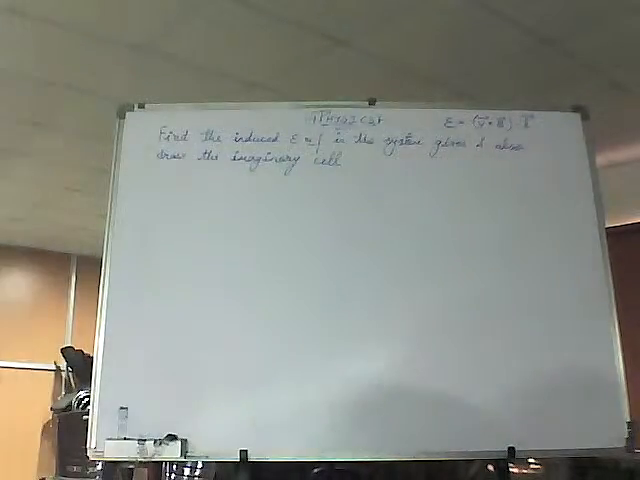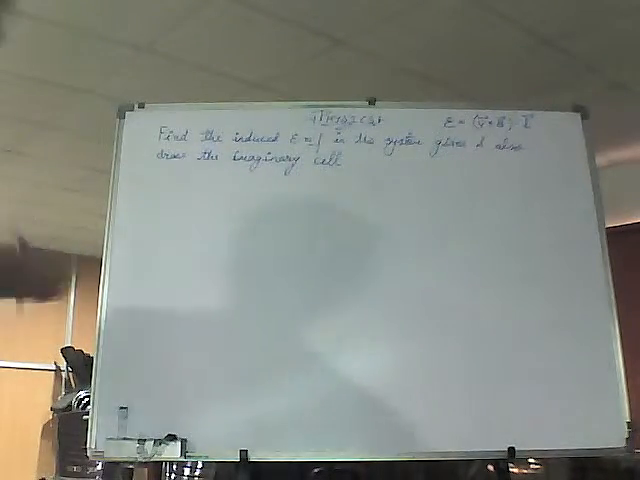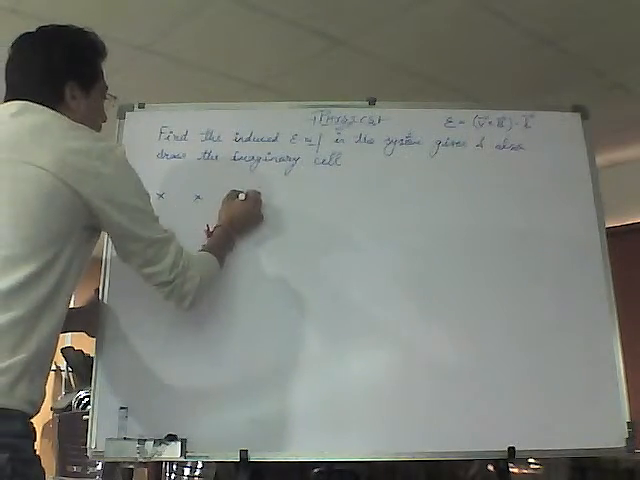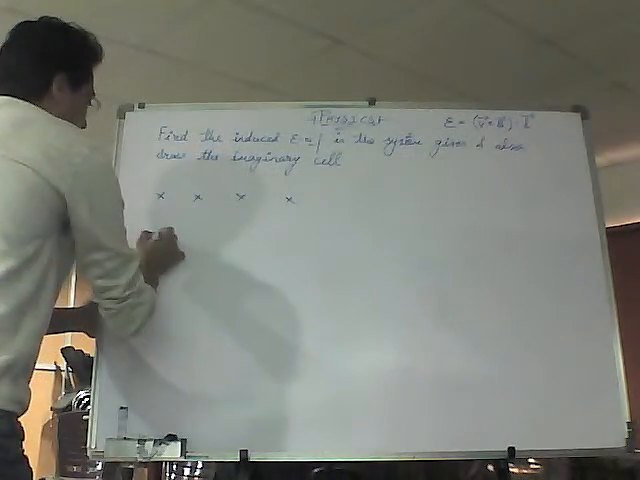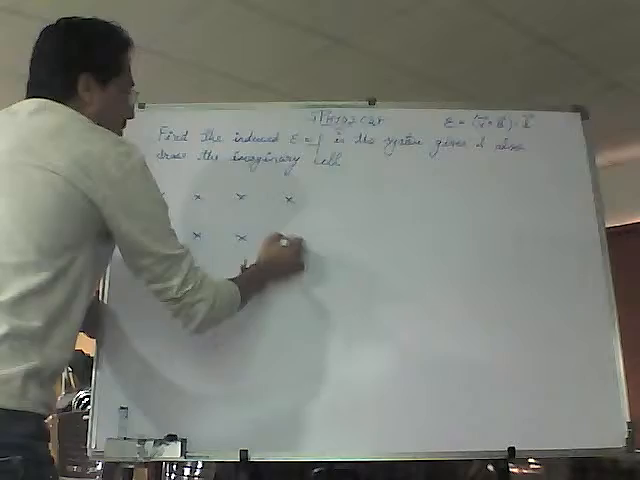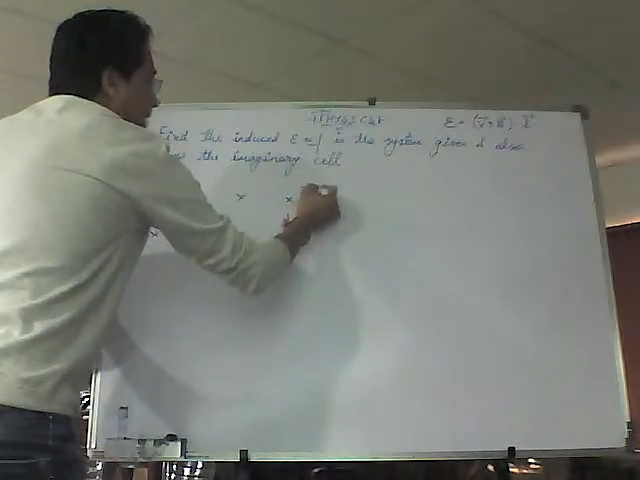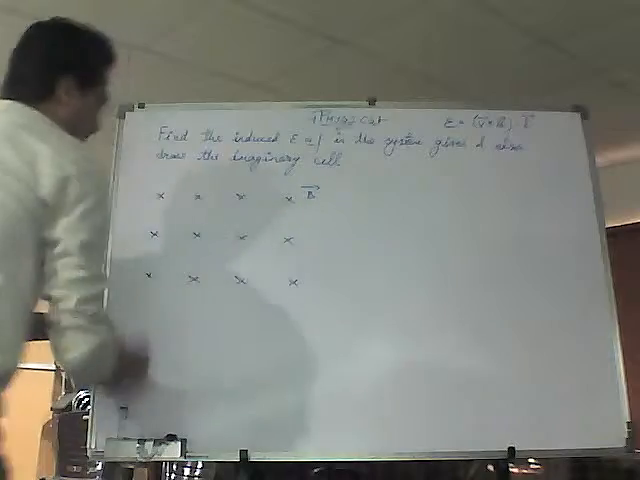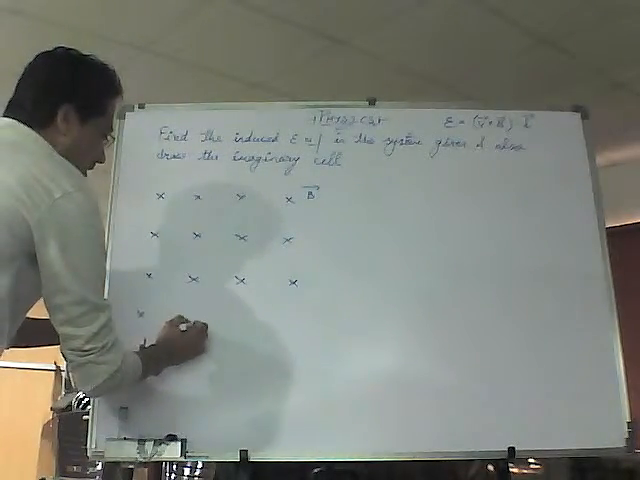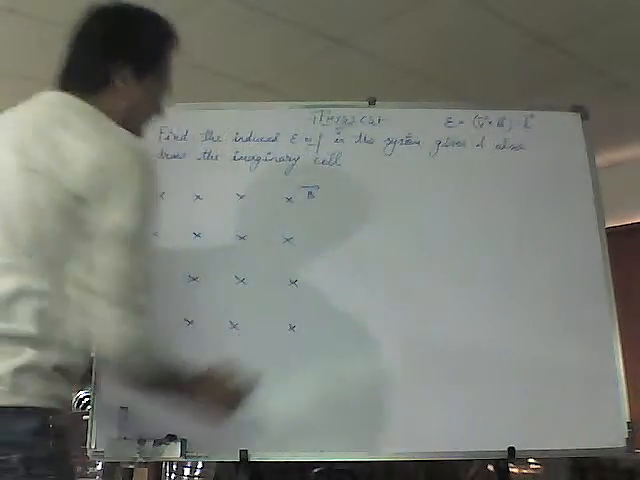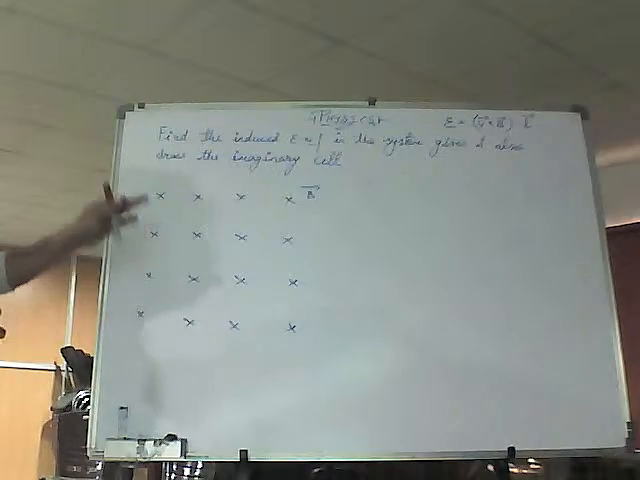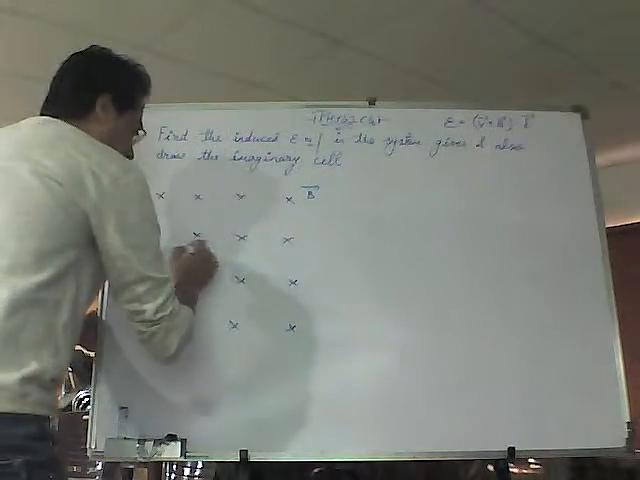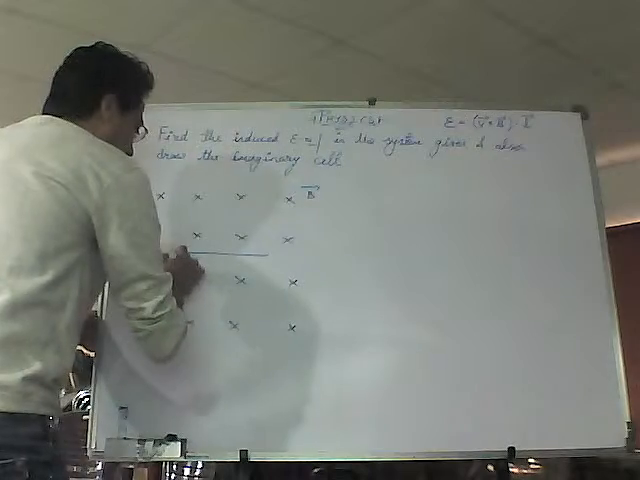So let's move on to another system. We have over here, again, magnetic field B, which is inside the plane of the board. And this time you have a rod which is placed horizontally.